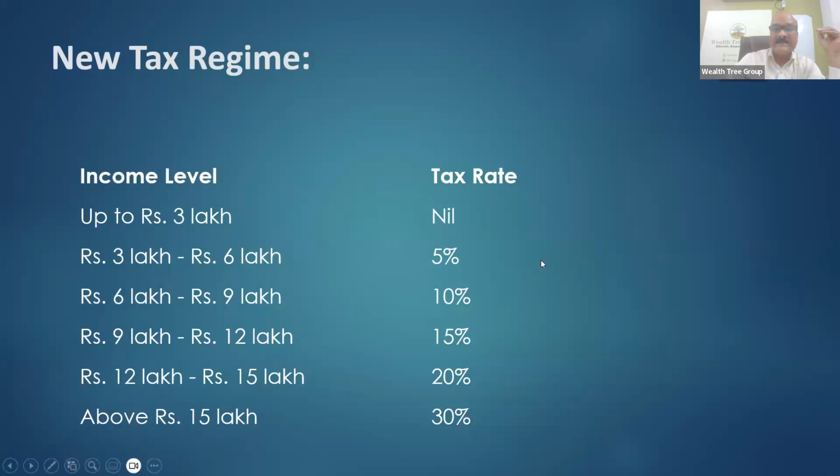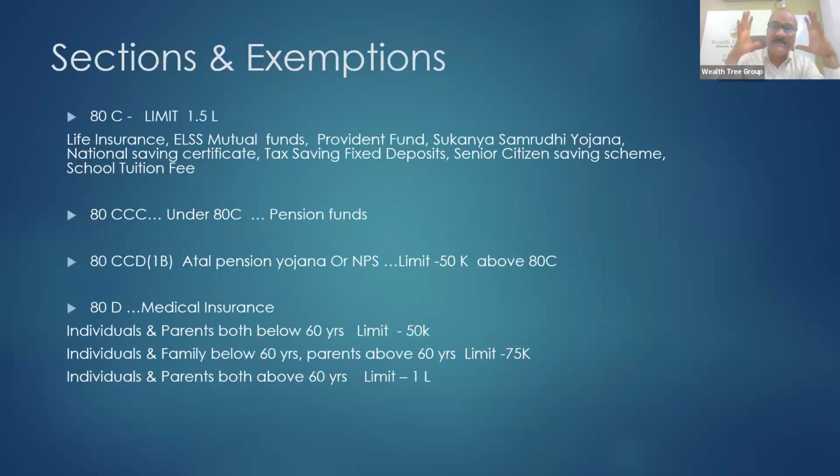So the next thing is, what are all the sections in the old regime where you can get deductions in the tax. One is 80C. The limit of 80C is up to 1.5 lakhs. What you can get in this particular section is life insurance. Basically, if you take up any life insurance policy, I will explain about that particular product when I explain the investment options.